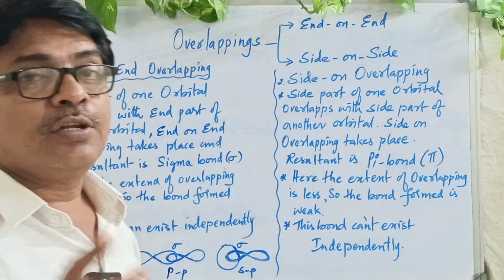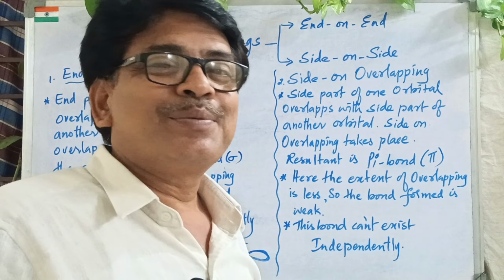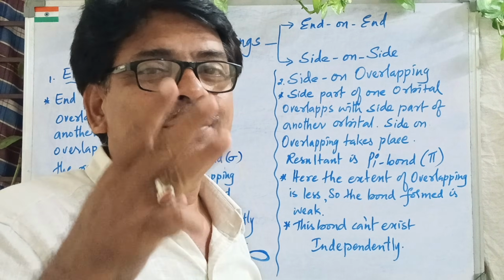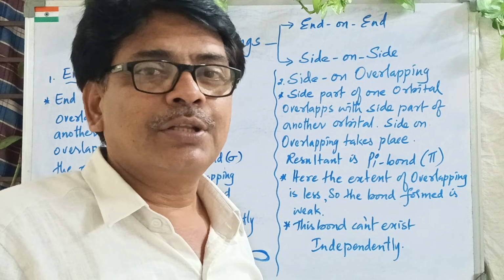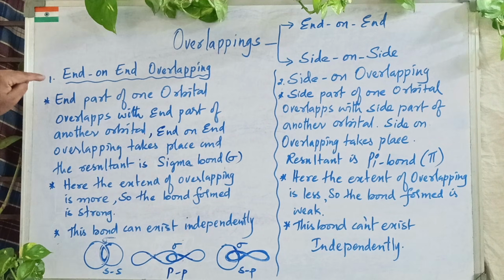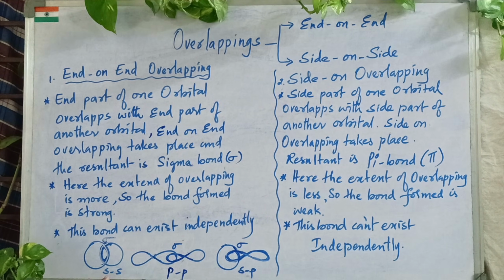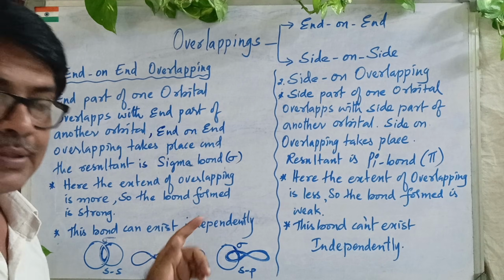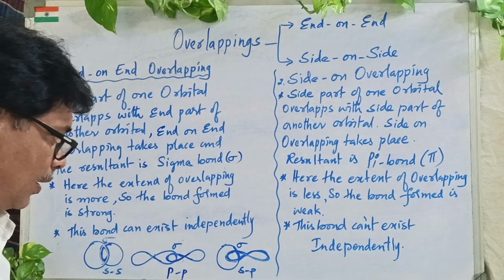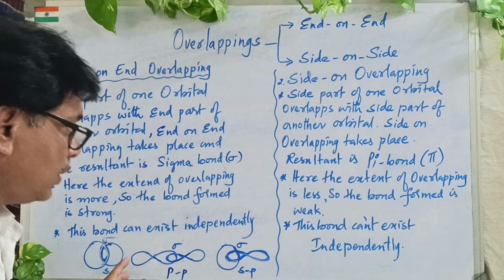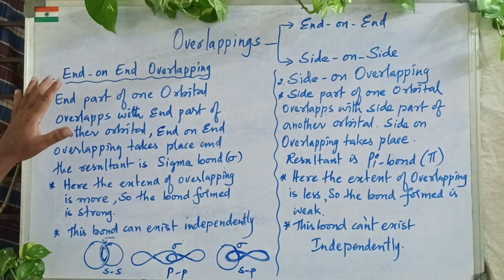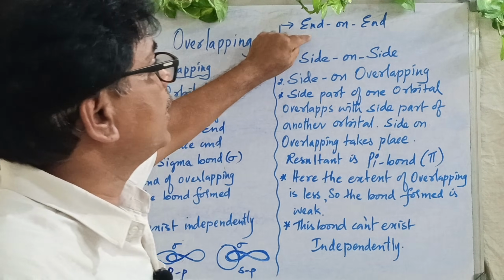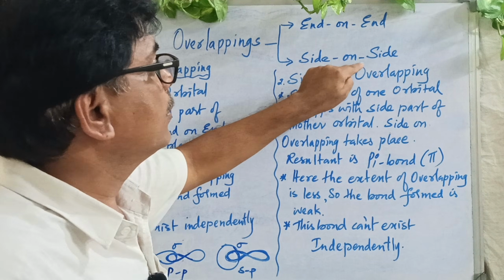So just now I was telling that overlapping possible among S and P are how many? Three. Do you know the interesting thing? All these three come under one category only, end on end. Check it out: SS, PP, and SP. So all these three come under the same category. So there are two types of overlappings: end on end, side on side.